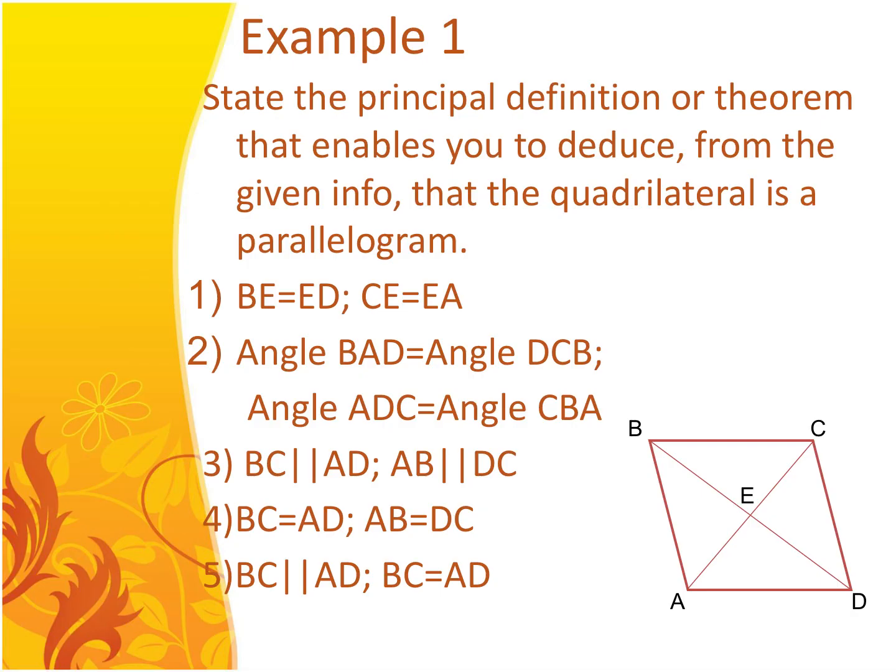So in example 1, we're going to be given some information about this figure, like congruence marks or something. And we're going to be asked, okay, what theorem proves that that figure is now a parallelogram based on what's given? So let's take a look at number 1, okay? In number 1, it says BE is equal to ED. So this piece is equal to this piece. And it also says that CE is equal to EA. So those are the same distance. Given this information, what theorem would prove that this figure is now a parallelogram?